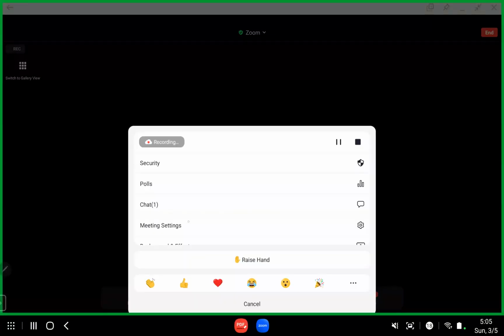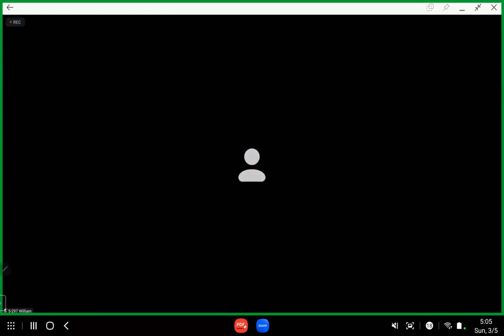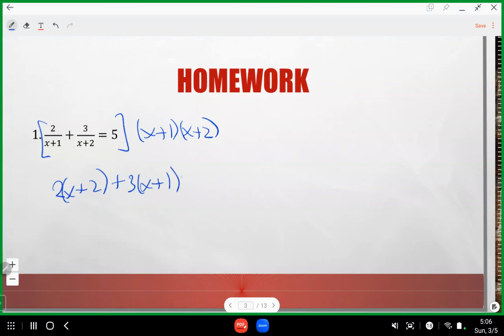Okay, so let's see. All right, so William says -1 plus or minus the square root of 10 over 5. So let's look at that. Okay, so William, can you explain how you did this? Okay, so first, I multiplied every single term of the equation by x plus 1 times x plus 2. So that is equal to 2x plus 2 plus 2 times x plus 2 plus 3 times x plus 1, which is equal to 5 times x plus 1 times x plus 2.